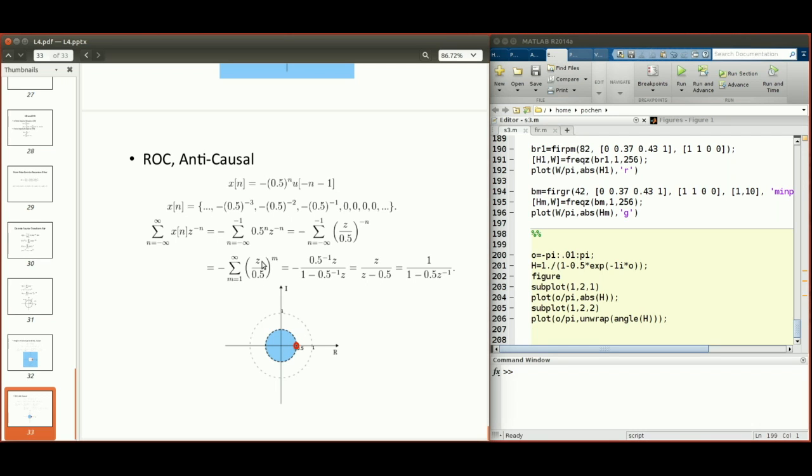And if it actually converges, then again you can use the results from the geometric series and do some algebraic manipulations, and you end up with this particular formula.